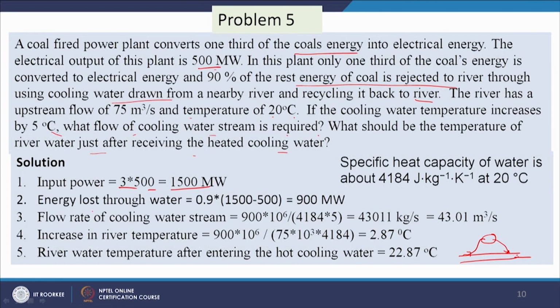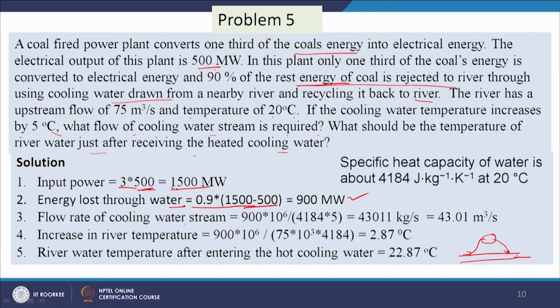Then the energy lost through water: 90% of the rest of the energy of the coal is rejected. So, 90% of the rest amount, meaning 1500, and 500 of this is electrical. So, the rest is 1500 minus 500, into 0.9, that is lost. So, that is 900 megawatt. This energy is lost.